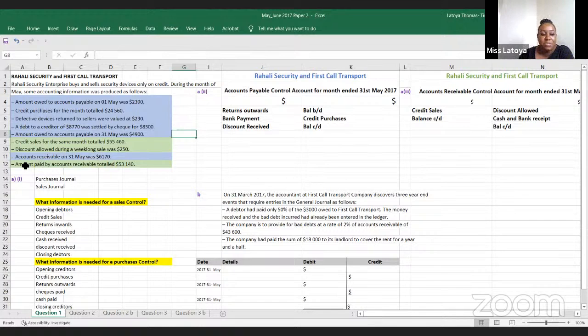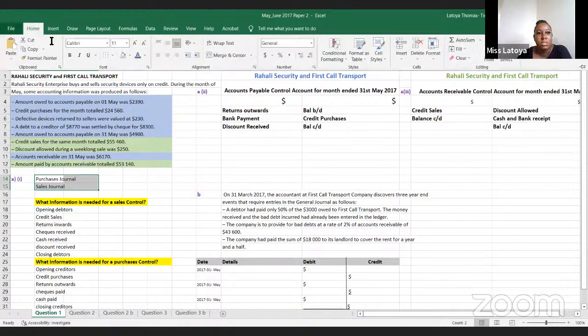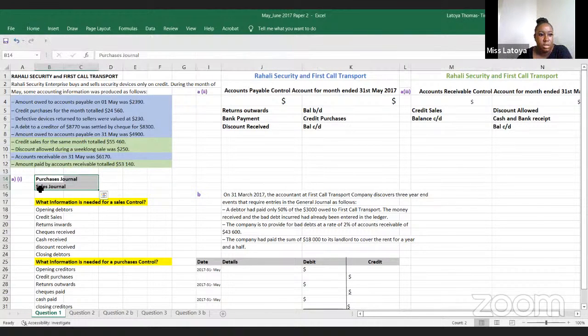We have accounts receivable, amounts paid by accounts receivable, information for our sales journal. Now the question asks us to list any 2 journals, and I listed the purchases and the sales journal. You could have included the return outwards journal as well. That would have been a good option for this question. Let's continue on to part B of this question.